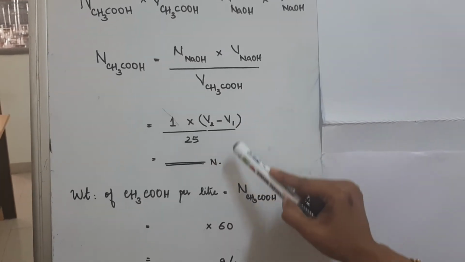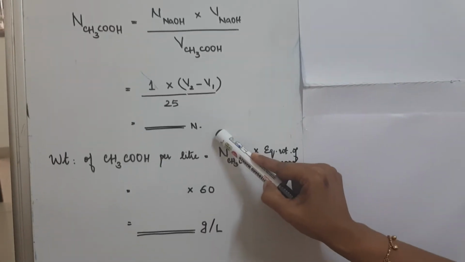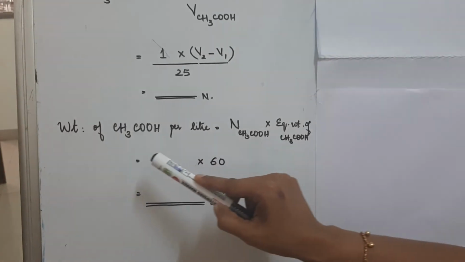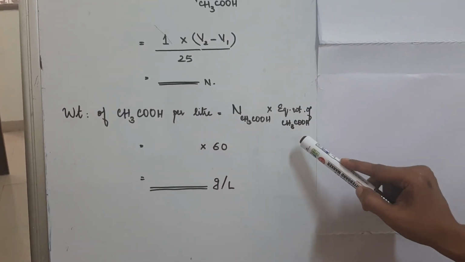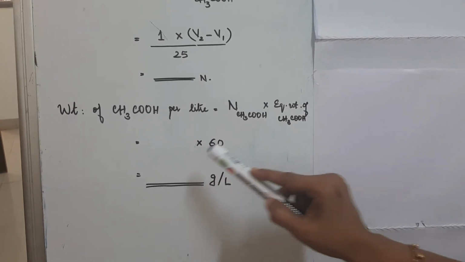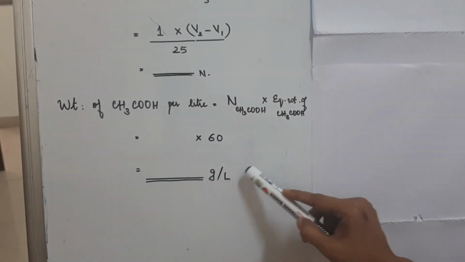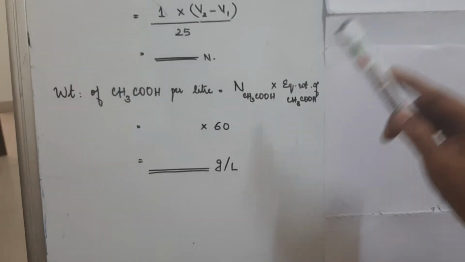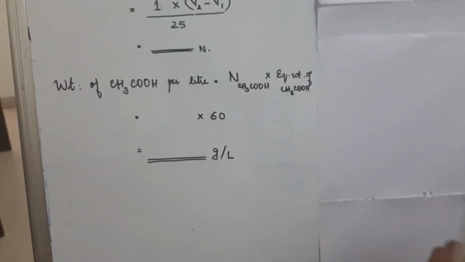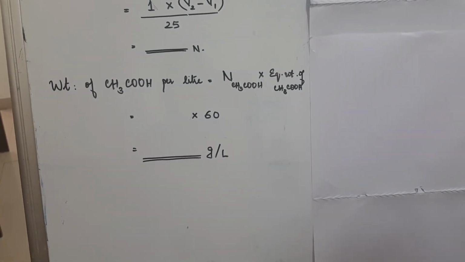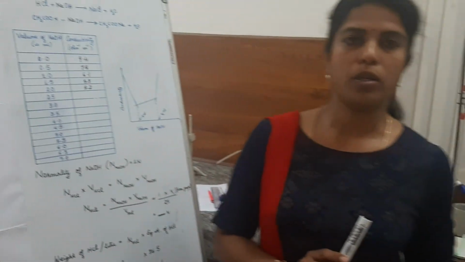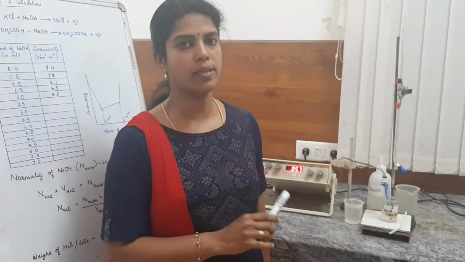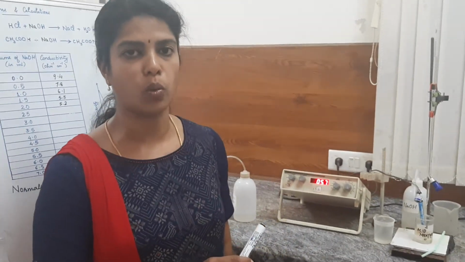So substituting, you will get the normality of acetic acid, from which the weight of acetic acid per liter is the normality times the equivalent weight of acetic acid, that is 60. So normality times 60, that many grams per liter will be the amount of acetic acid present in the given mixture of weak acid and strong acid. So this is how we determine the amount of substance present in the solution that has been provided to you by the conductometric method.